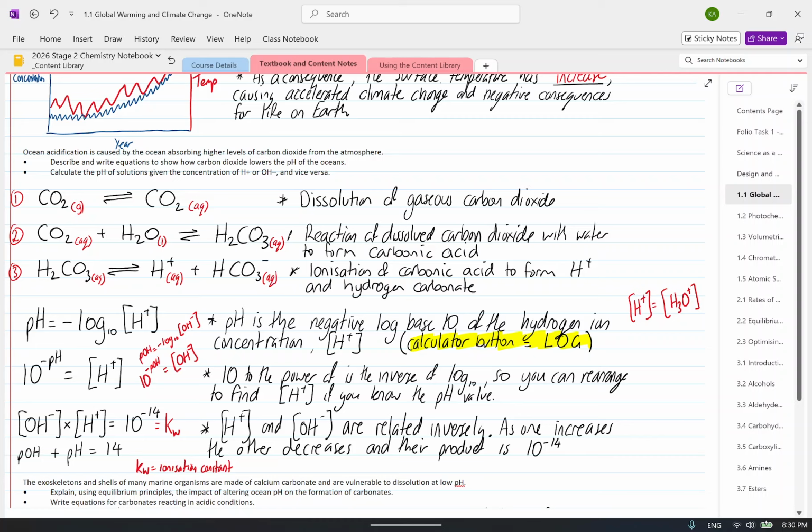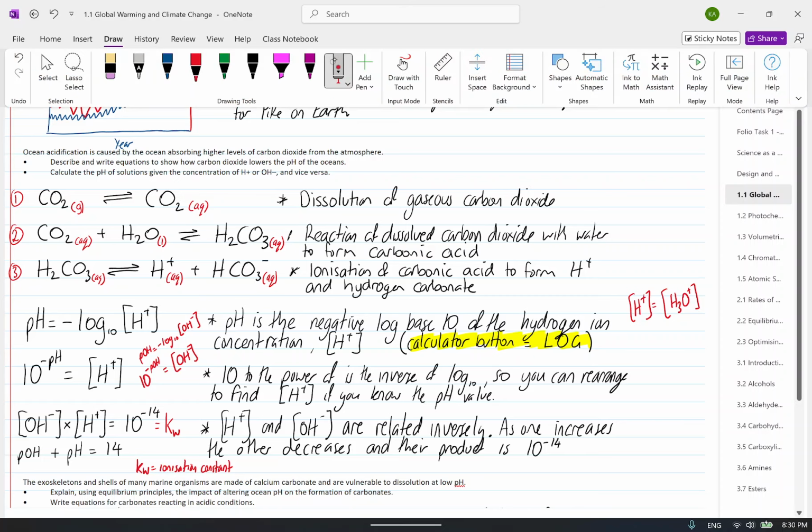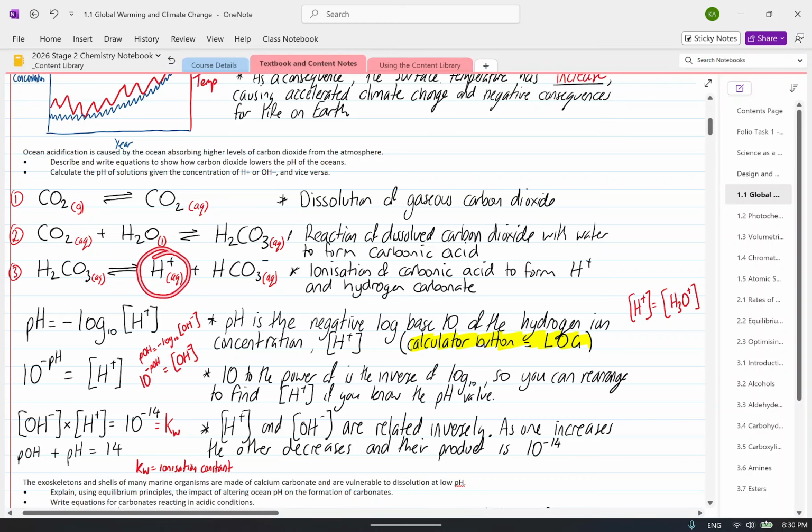Now, this step 3 is the most important in this particular case, in that it releases an H+. Releasing an H+, which is our most fundamental unit of an acid, causes the ocean itself to become more acidic.